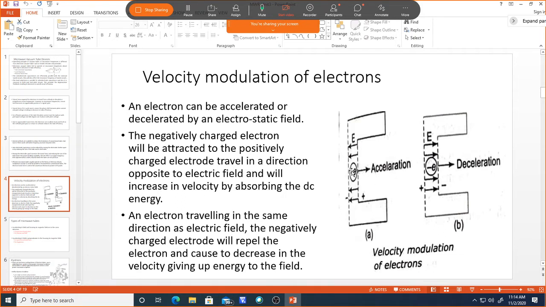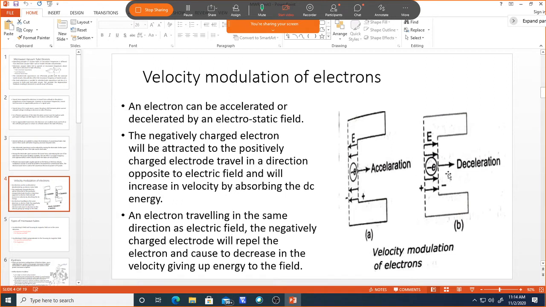If the electron is in the opposite direction of this electric field, since this side electrode is positively charged, the electron will be attracted to this positively charged electrode, and it will take the energy of this electric field and accelerate. So if it is going opposite to the electric field, the electron takes the energy of the field, and it will accelerate.